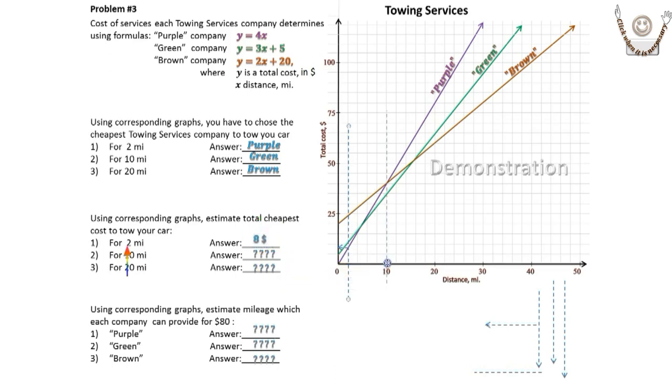Now, for 10 miles, let's look what we have for 10 miles. We have $35. And for 20 miles, the cheapest would be, okay, so what do we have? 50, 55, 60. $60.